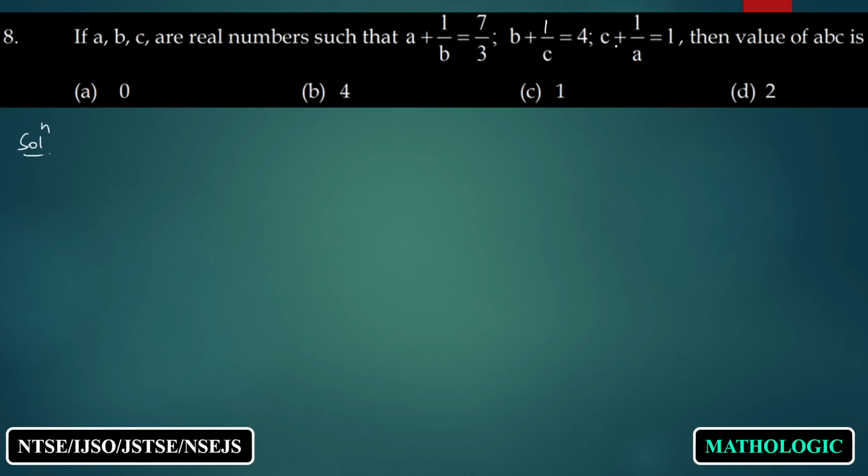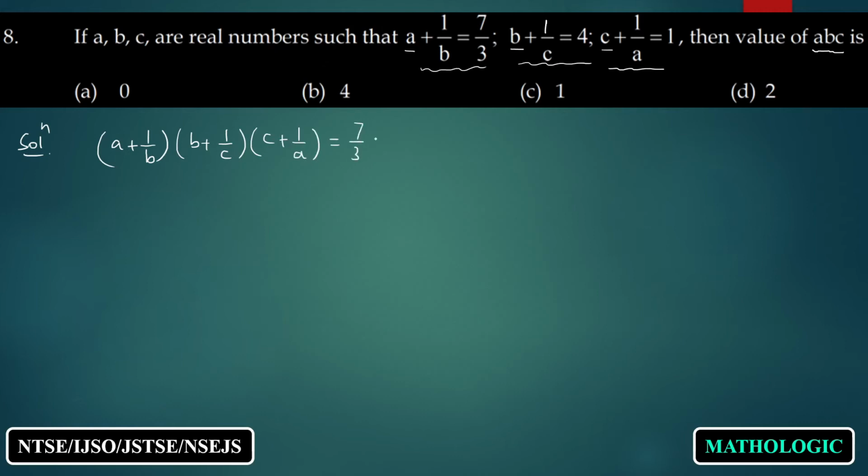We have three terms here, so we are required to find the value of abc. If you take a look at this, we can see a is over here, b is over here and c is over here. So what if I multiply all these three equations? I will be having abc. So let us do that. Multiplying all these equations, a plus 1 over b times b plus 1 over c times c plus 1 over a will be equal to 7 by 3 times 4 times 1, right?